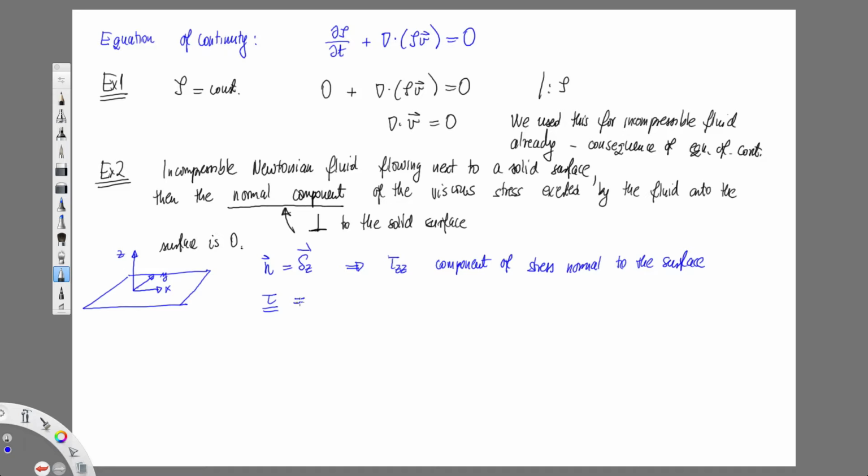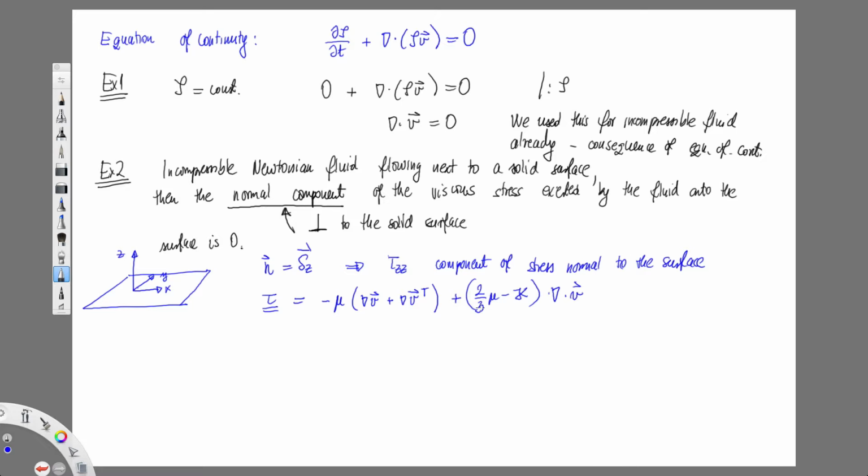Now tau, the general description of this viscous stress tensor is minus mu times... what's next? Plus, then what? So the Jacobian transposed, plus what's then missing? Times what? Divergence. And then, am I done?